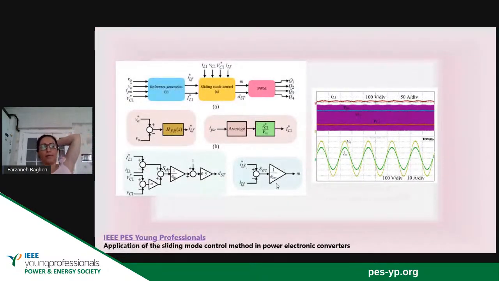The control method of this system is given in this figure. You can see that we have a very simple sliding function and control input for the DC side, and the control input and the sliding function for the AC side. And finally, you can see the results. The inductor current and the capacitor voltages are all tracking their references. The output voltage and output current are also tracking the references. And on the other hand, the switching frequency is fixed.